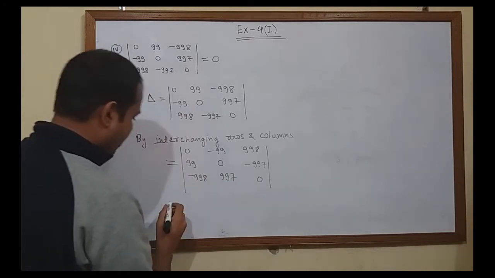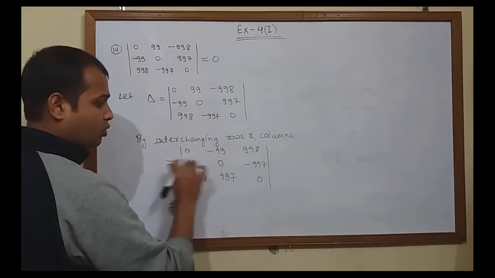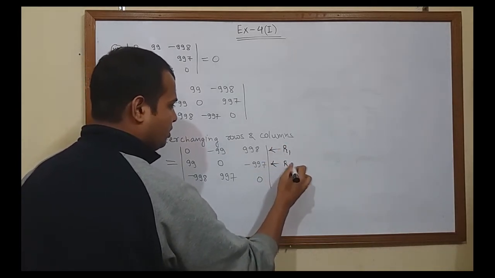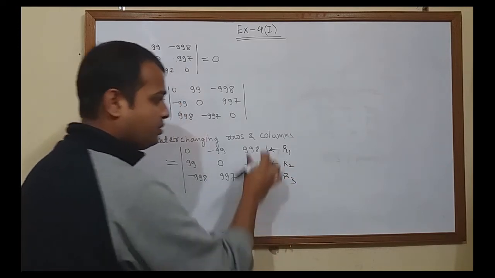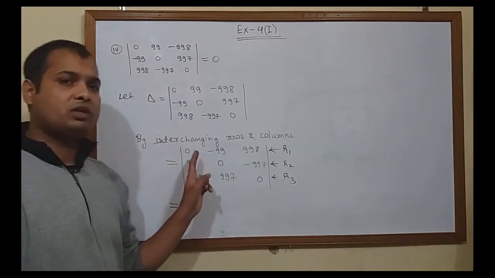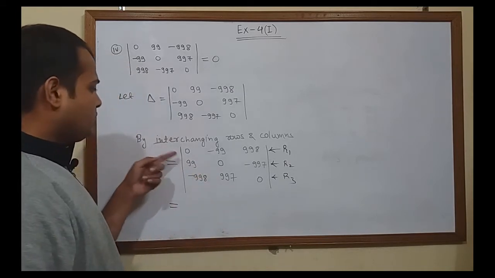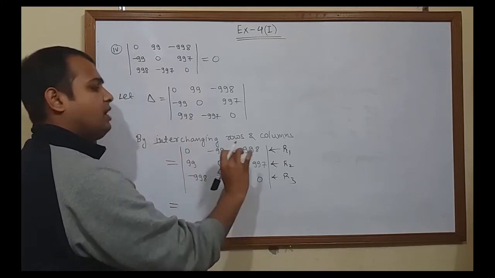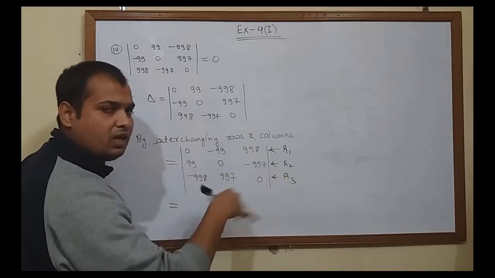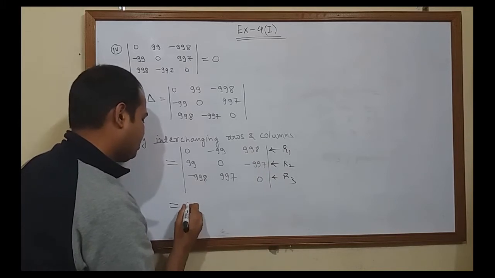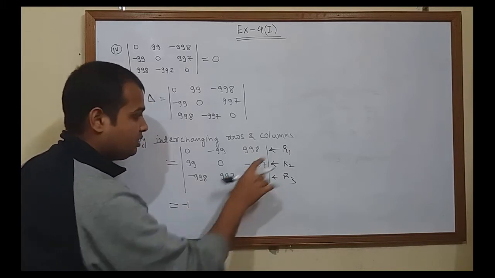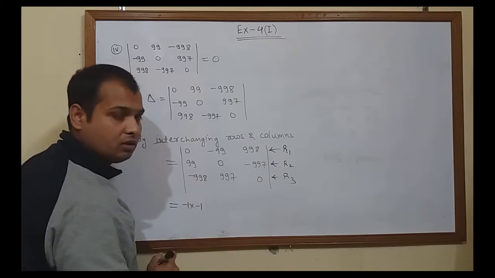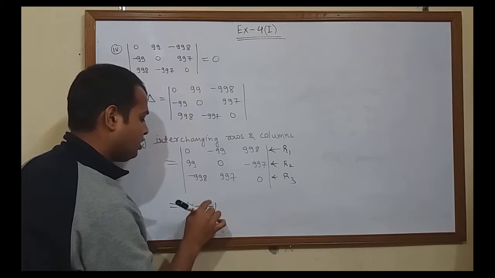Clear? So now what I will do is, from each row, first row, second row and third row, I will take out -1 common. When I take out -1 common from the first row, the elements will be left inside with the opposite sign. So I'll write -1, this has come from the first row, into, I'm taking out -1 from the second also, then from the third. Clear?